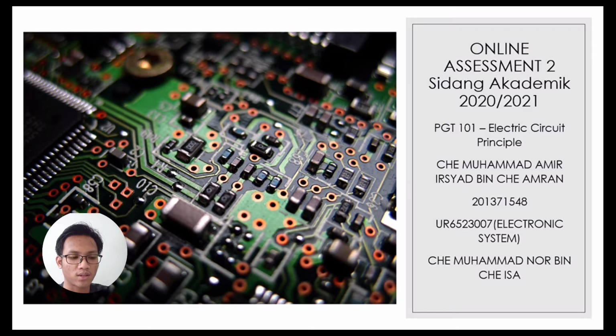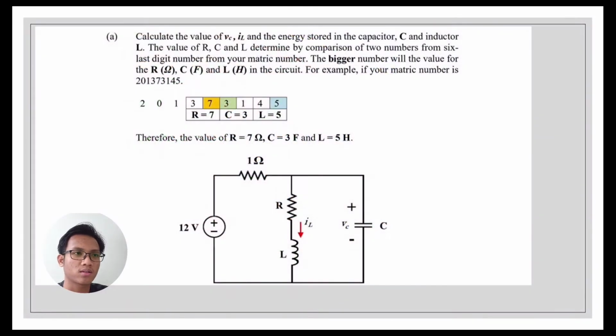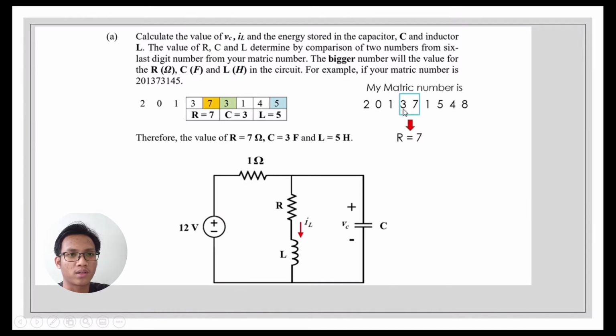In this video, I want to answer the online assessment 2. The question is, calculate the value of VC, IL and energy stored in capacitor and inductor. The value of R, C and L determined from our metric number. My metric number is 201371548. The value for resistor is 7 ohms. The value for capacitor is 5 farad. The value for inductor is 8 Henry.